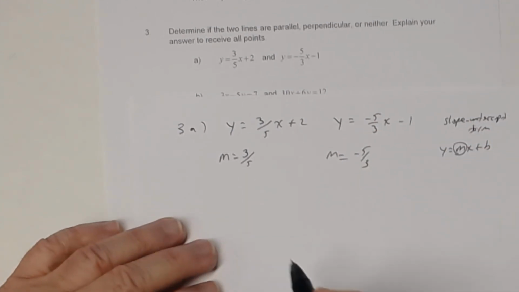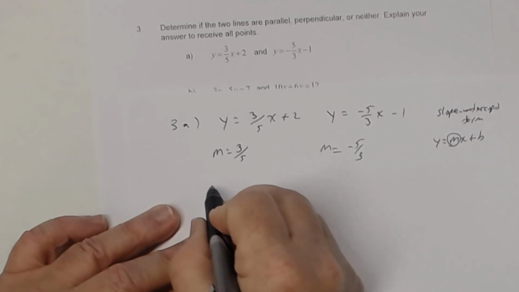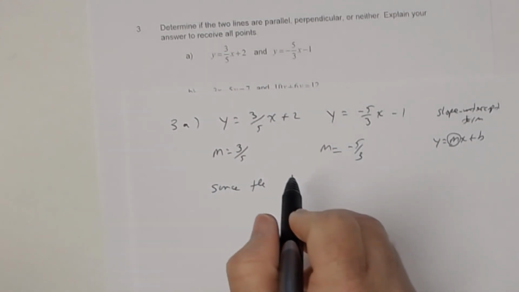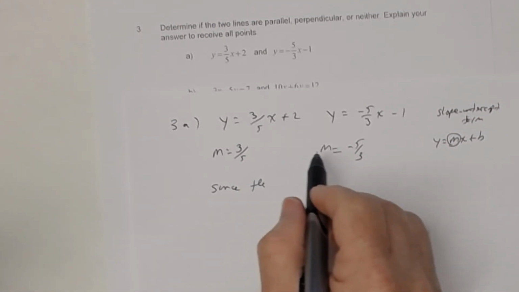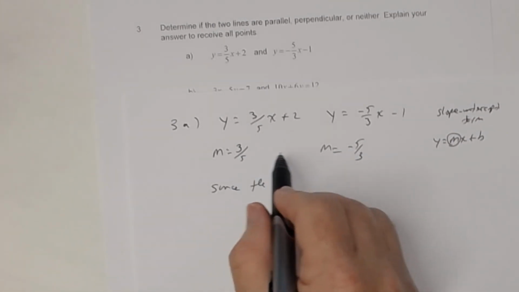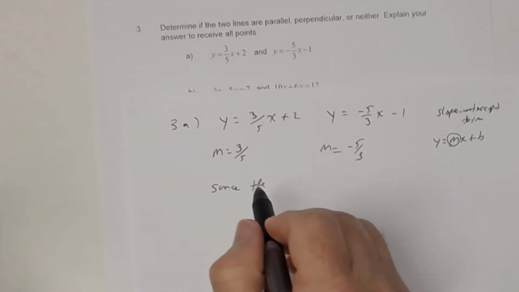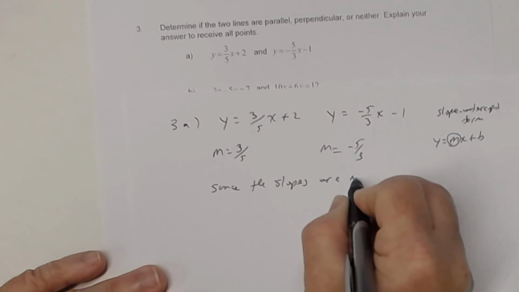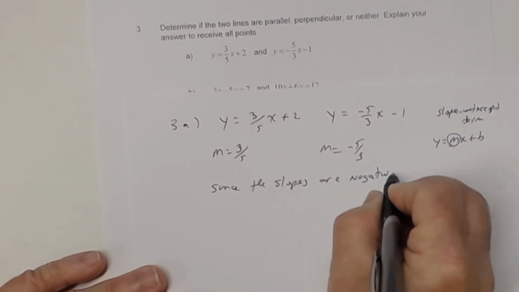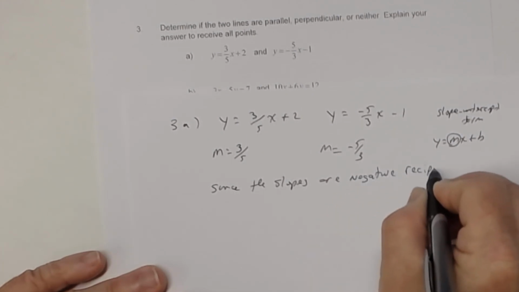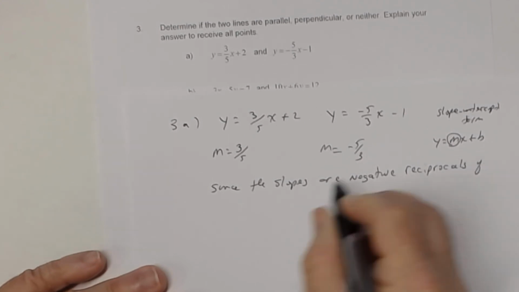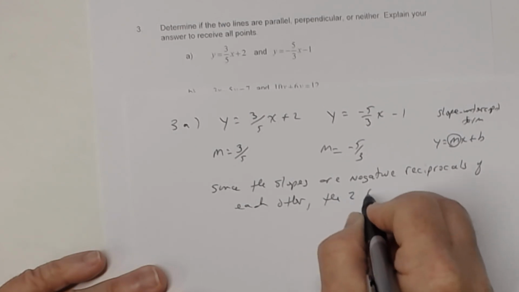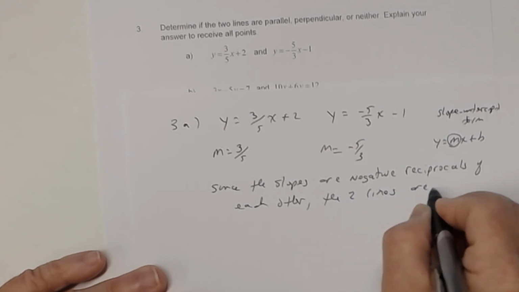All right. But all you have to do is say this now. You would say, since the slope, and you have to tell me the slopes. So your explanation, you had to say the slopes. You had to tell me the slope of line 1, the slope of line 2, and then you would say, since the slopes are negative reciprocals of each other, the two lines are perpendicular.